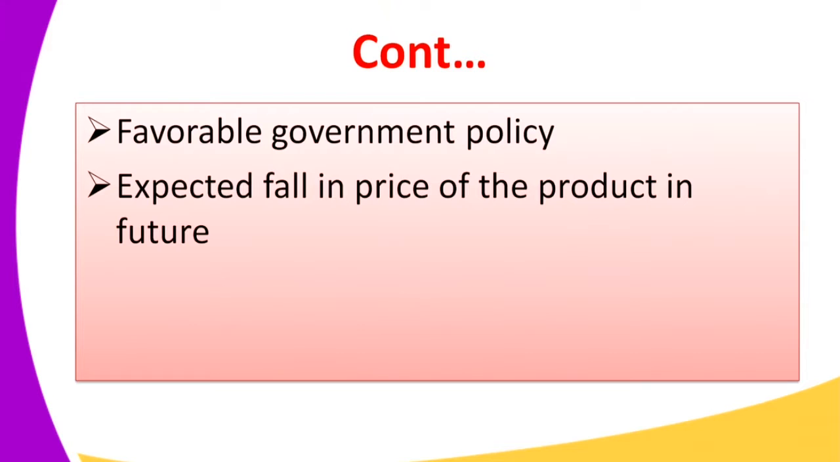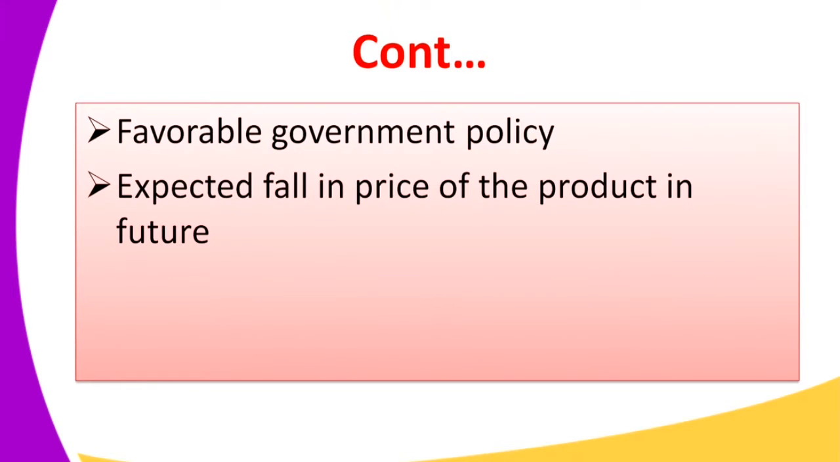And the last one is the expected fall in price of the product in future. If suppliers expect the price of the product to decrease tomorrow, they will supply very much now. So if they expect the price to decrease in future, they'll supply more before the price goes down. Because remember, they want to make more profit.